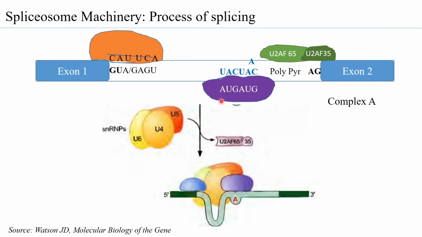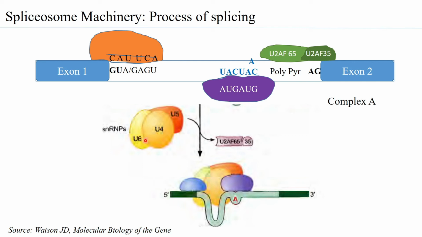Now, after you have the A getting activated, the U2AF65 leaves the intron, and in place of the U2AF65 comes in a tri-SNRP. This tri-SNRP, that means 3 SNRPs, that is U4, U5, U6 as a complex, comes and binds now to this intron. How does it bind?